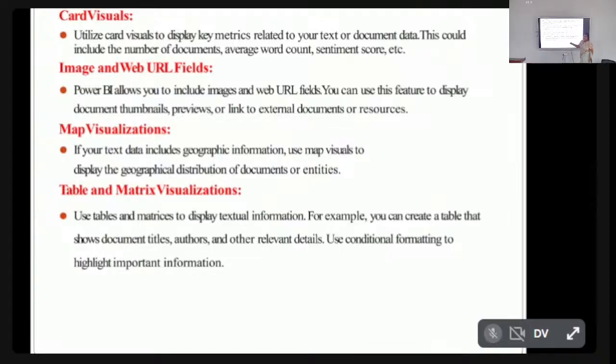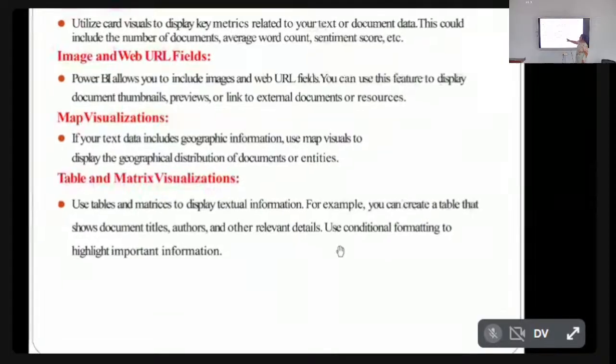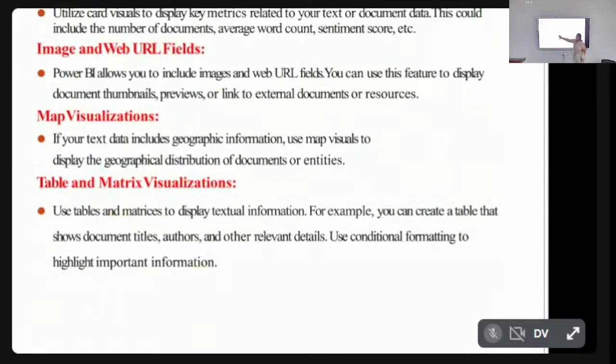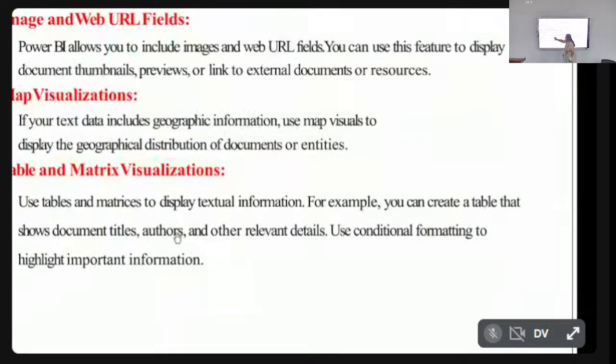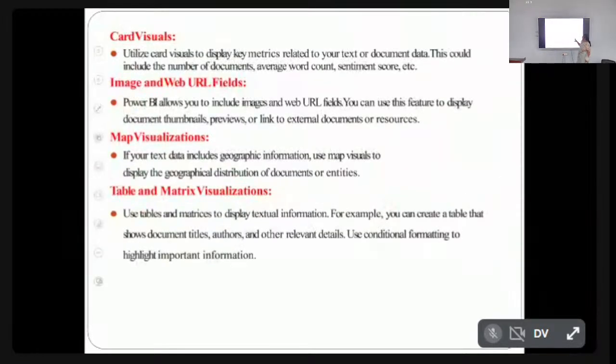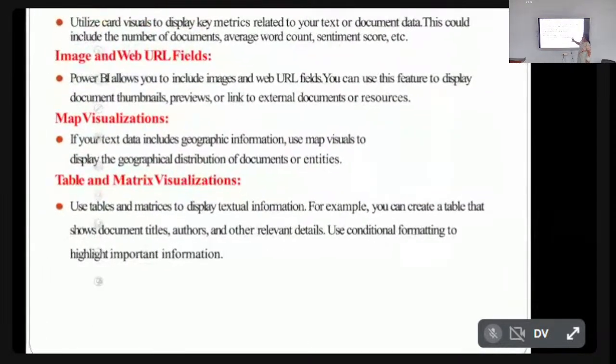So here is a simple example. What are you using here? You are using tables, and don't write all these things; these are just simple examples. You are using these tables and matrix visualizations to create a document with title, author and other relevant details, and you are highlighting whatever information is required in your particular paper. Clear?